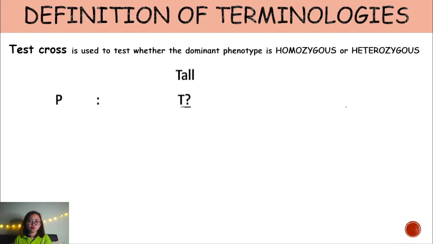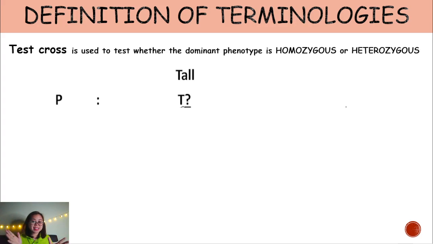Okay, let us move on to test cross. Okay, ini ada yang saya cakap test cross tadi. Test cross is used to test whether the dominant phenotype is homozygous or heterozygous. Jadi ini adalah contoh. Contoh kita dapat satu pokok. Pokok ini dia punya phenotype adalah dia pokok yang tinggi. It's a tall pea plant.